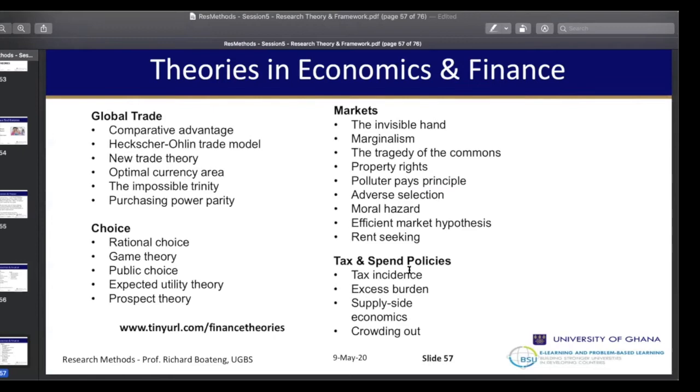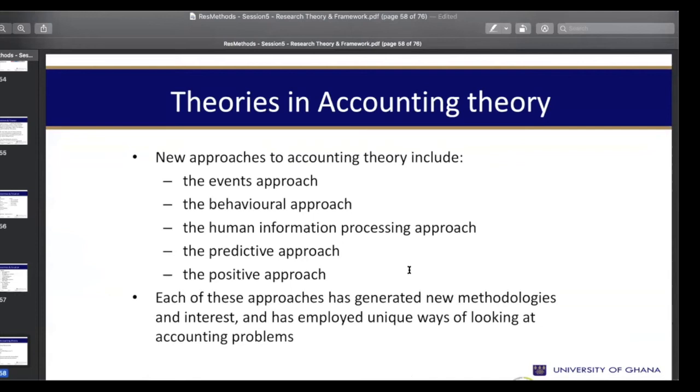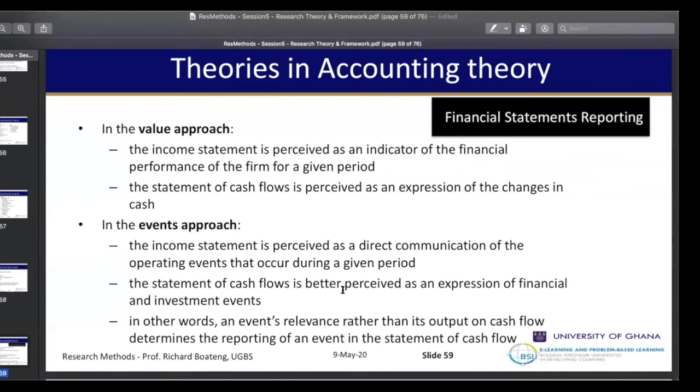In accounting, we have different theories that help us look at different issues in how we do accounting reporting. You have the events approach, behavioral approach, human information processing approach, predictive approach, and positive approach. For example, in financial statement reporting, you can use the value approach, the events approach or the normative approach. In the value approach, the income statement is perceived as an indicator of the financial performance of the firm, and cash flow as an expression of changes in cash.